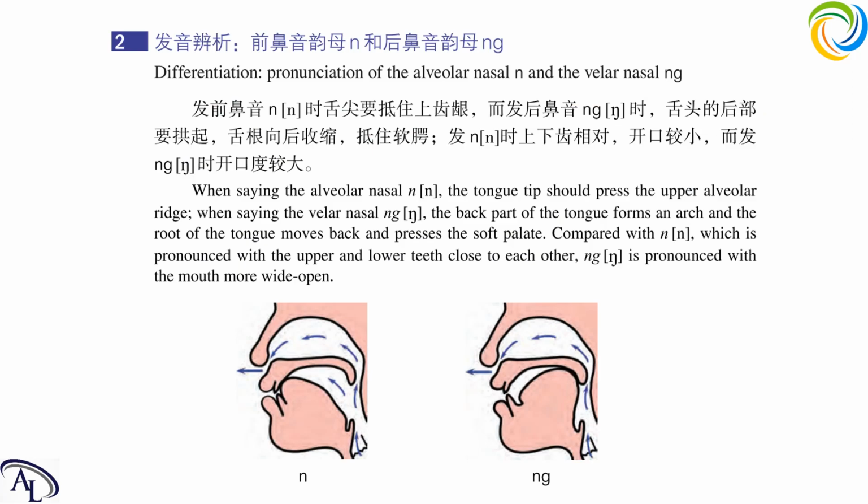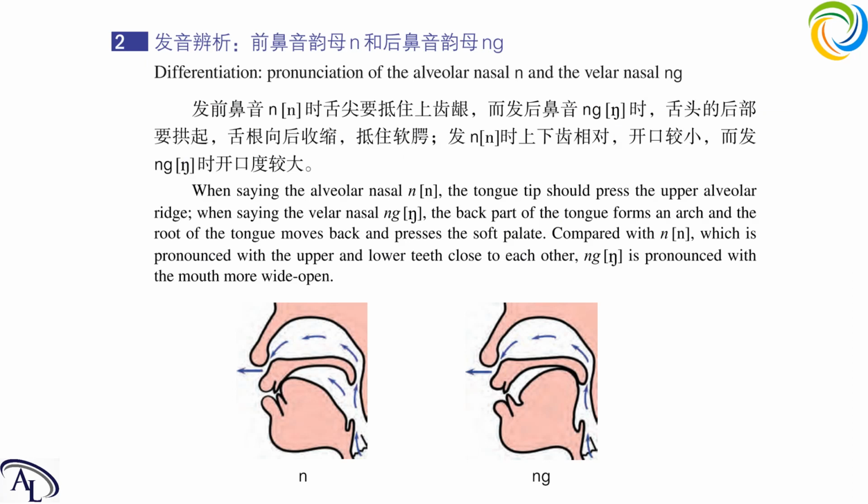The two finals, the pronunciation of the alveolar nasal and the velar nasal. We've learned it before. For this one, we will rise up the front part of our tongue. Okay, rise it up, and make your tongue touch the upper gum. Okay, touch it here.